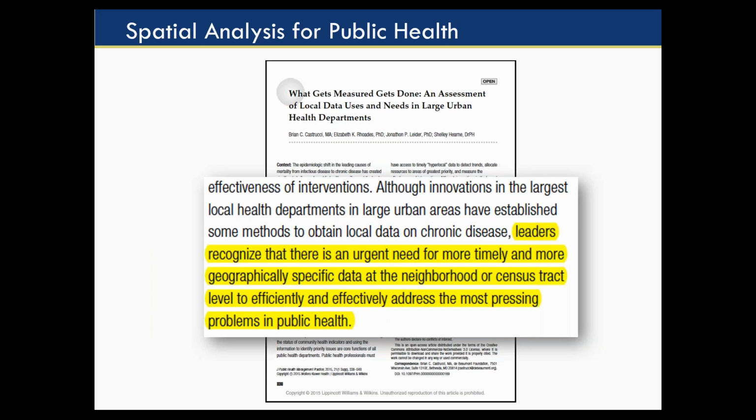Here's an article with a great catchy title, "What gets measured gets done." And that is so true. Looking further inside that article, it talks about leaders recognizing that there is an urgent need for more timely and more geographically specific data at the neighborhood or community level. Sometimes we call that a census tract level, which is just a census geography. But at the local scale, neighborhood or community, to efficiently and effectively address the most pressing problems we have in public health. And of course, with the novel coronavirus across the world, this is so much more highlighted now, that the need for this neighborhood level information is so much more important. So we can measure it, and then we can start doing some things. So it gets back to what gets measured gets done.